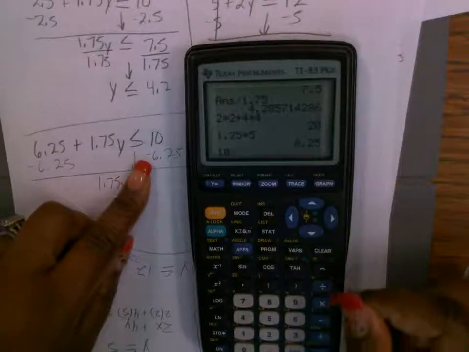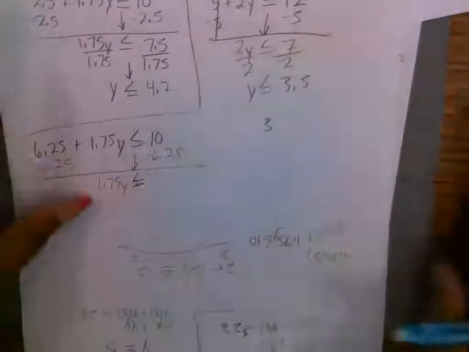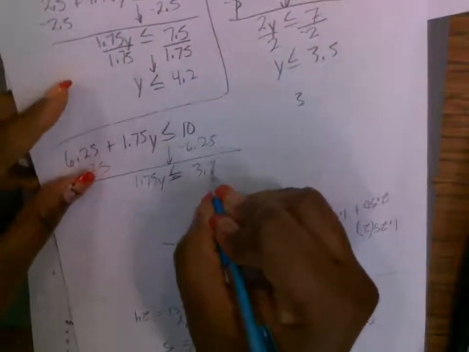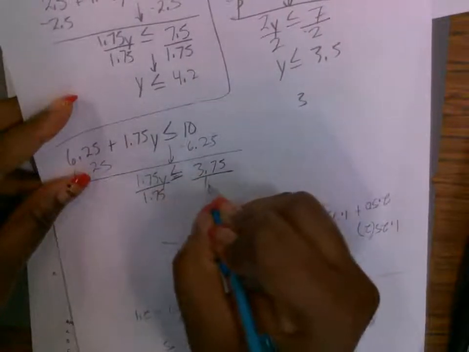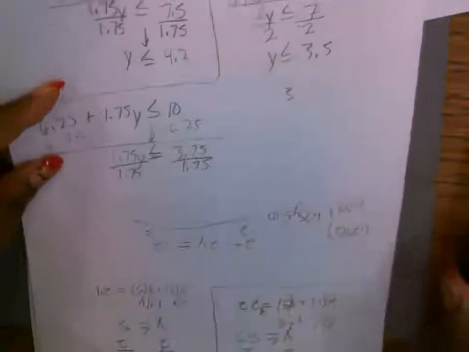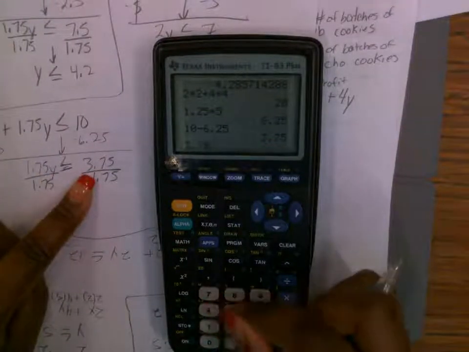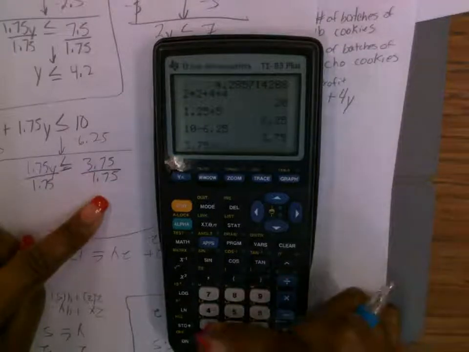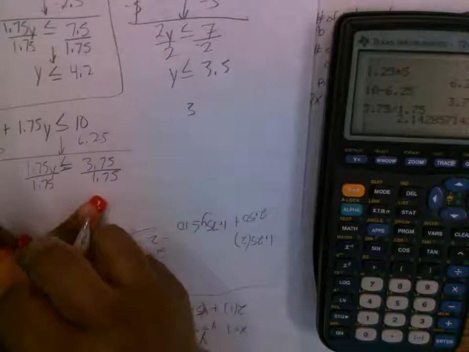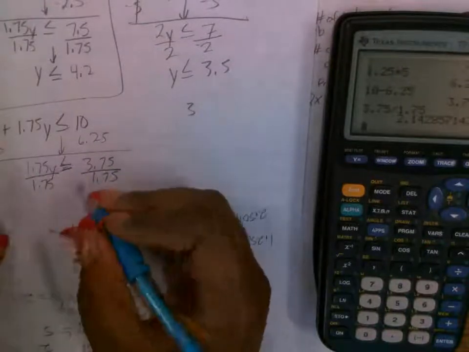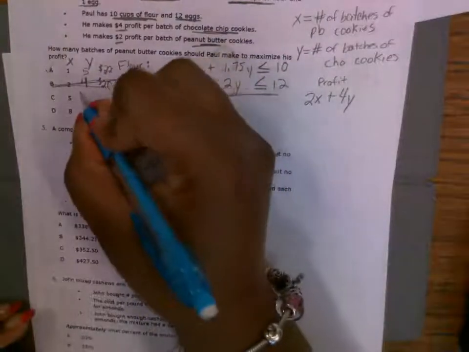So we got 10 minus 6.25, and that gives me 3.75. So you're going to divide by 1.75 on both sides. Doesn't look like this is going to be good either. 3.75 divided by 1.75. And that gives us about 2. So we have to use about 2 here. All right, so this one is 2.